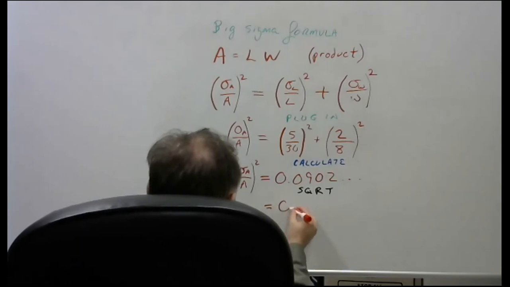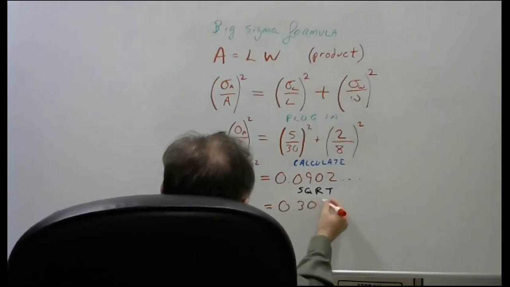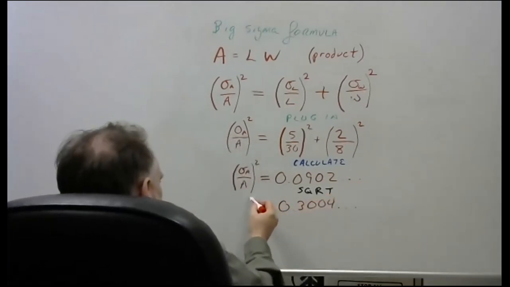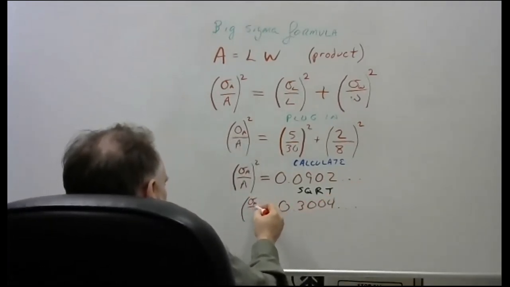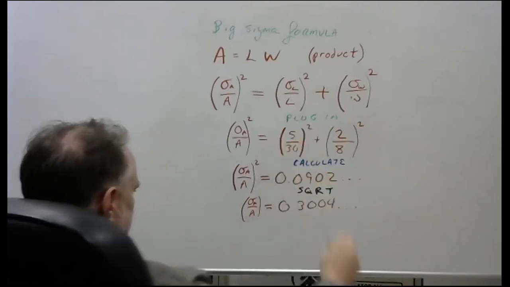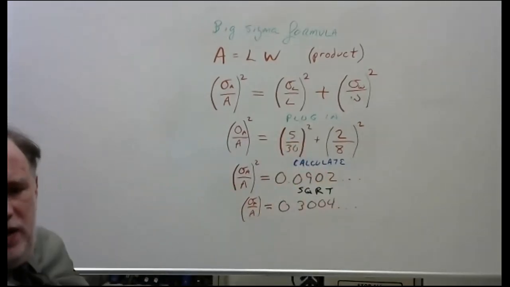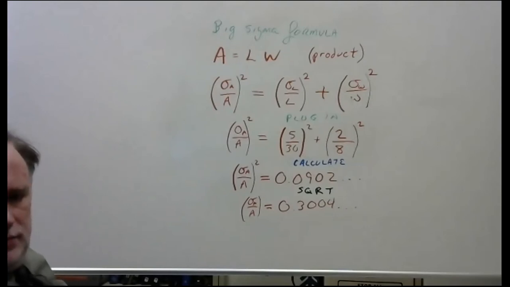0.300462. 0.3004 blah, blah, blah. And now that's sigma A over A. So I just want sigma A. So what do I finally need to do here? Multiply both sides by A.